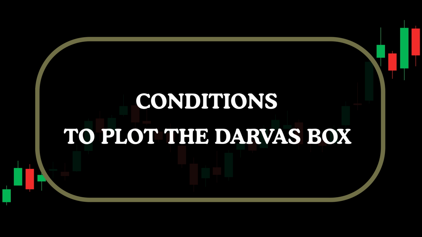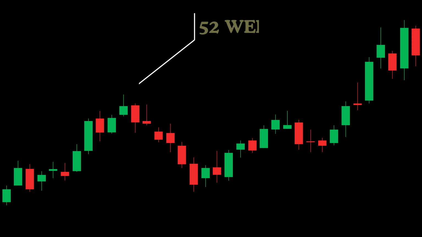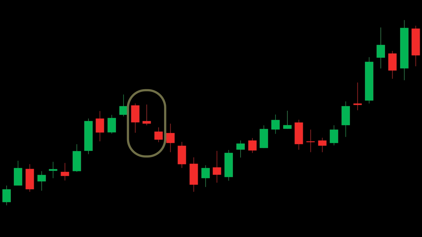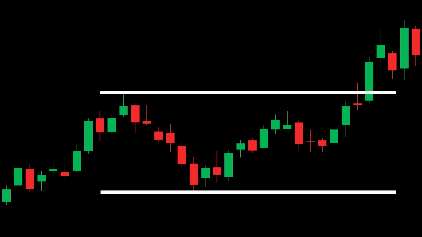So here are the rules for plotting the Darvas box. First, the price must be in a proper uptrend. After that, we look for a price move that creates a new 52-week high. Once the new high is formed, there must be 3 consecutive sessions that do not cross this high. When these conditions are met, we can mark the upper boundary of the Darvas box, and this upper boundary is known as the ceiling of the box. Now just wait for the price to form its low. After this low is made, it should not break for the next 3 candles. This low forms the bottom of the box, and this lower boundary is called the floor of the box. With this, our Darvas box is ready.